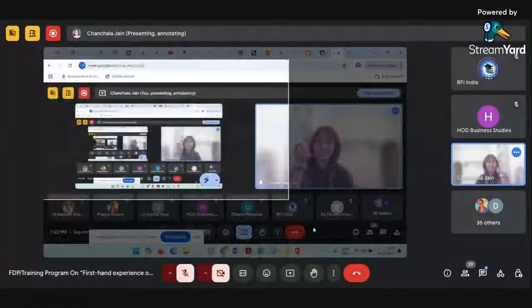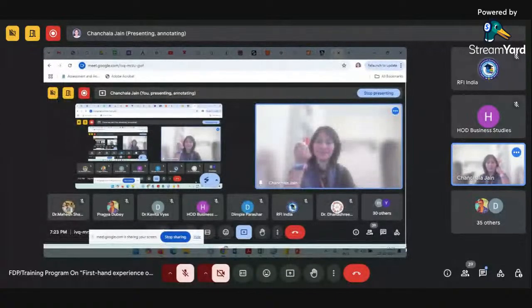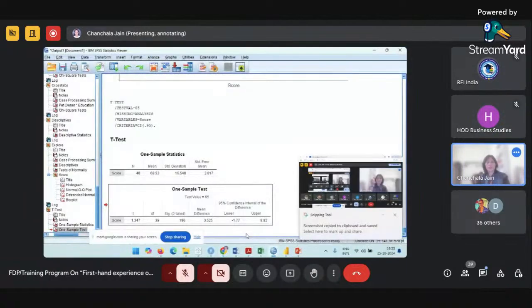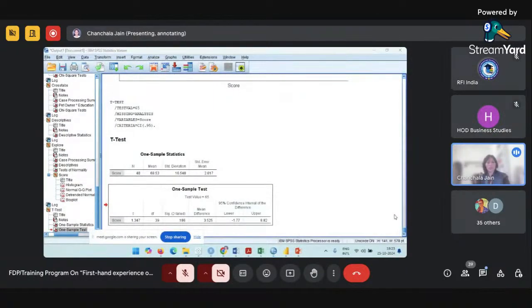Fine, everyone? So now you can see I am back. You can see the p-value is greater than our level of significance, which is 0.05. 5% means 0.05. So 0.186 is greater than 0.05. So that is why we need to accept the null hypothesis, right? Is it fine?